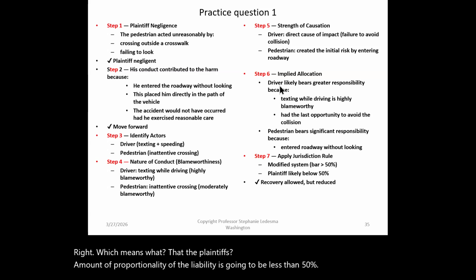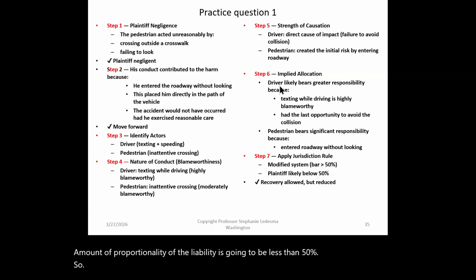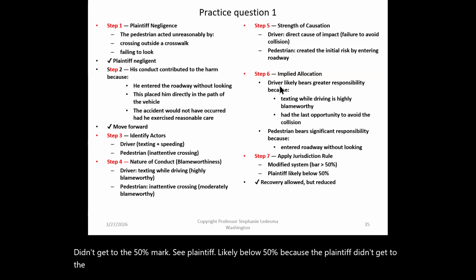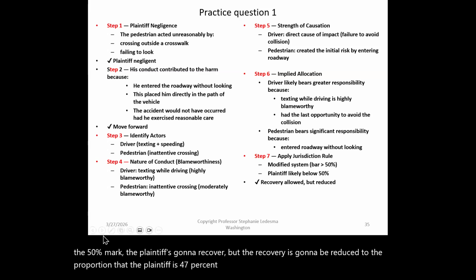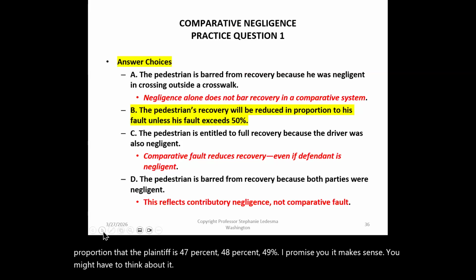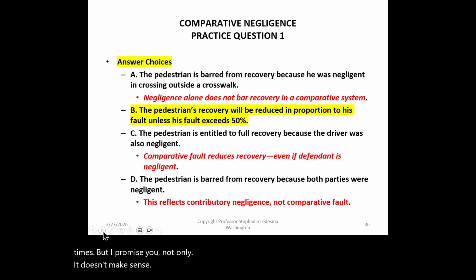So, since the plaintiff likely is below 50%, because the plaintiff didn't get to the 50% mark, the plaintiff's going to recover, but the recovery is going to be reduced to the proportion that the plaintiff is, 47%, 48%, 49%. I promise you it makes sense. You might have to work through it a couple of times, but I promise you, not only does it make sense, we just proved the algorithm true.